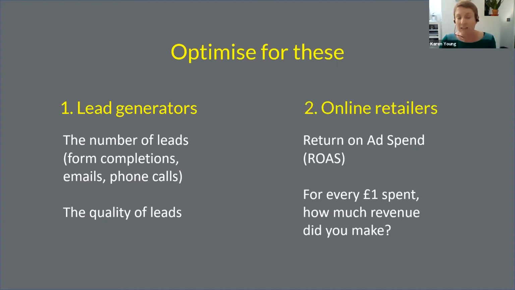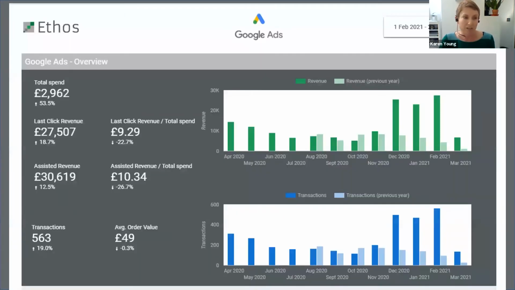If you're an online retailer, it's an awful lot easier. You're just looking at return on ad spend. For every pound spent, how much revenue did you make on the website? And we run dashboards which track all of these things for our clients. This is an e-commerce one.